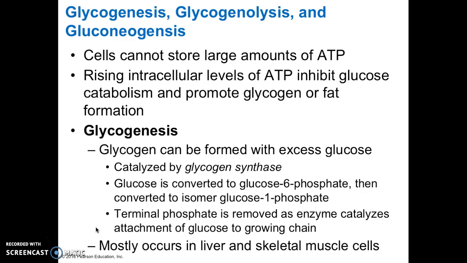Glucose is converted to glucose 6-phosphate, then converted to the isomer glucose 1-phosphate. The terminal phosphate is removed as the enzyme catalyzes the attachment of glucose to the growing chain. Glycogenesis mostly occurs in the liver and in skeletal muscle cells.